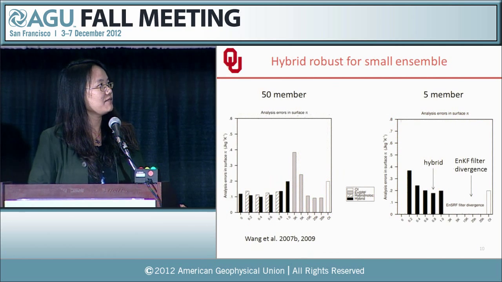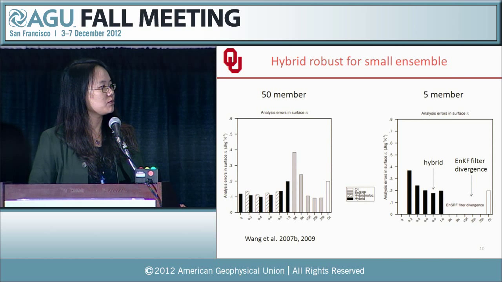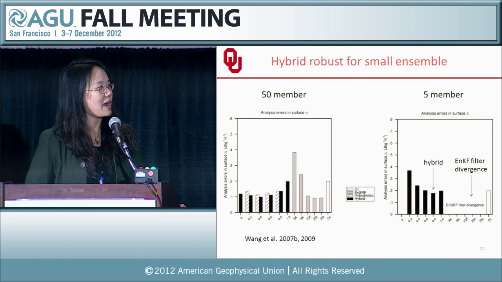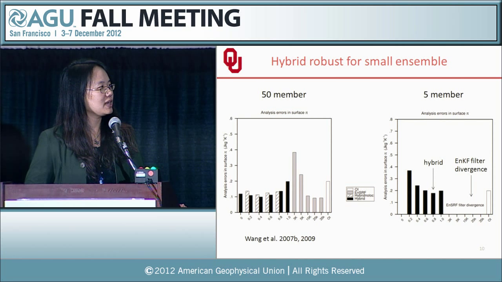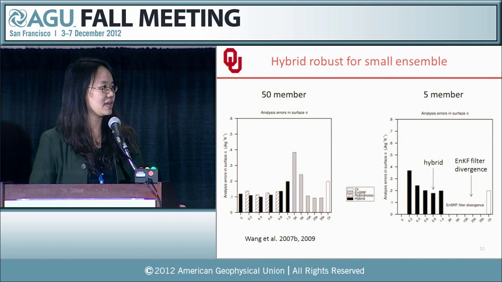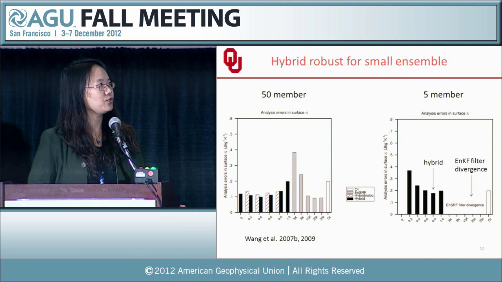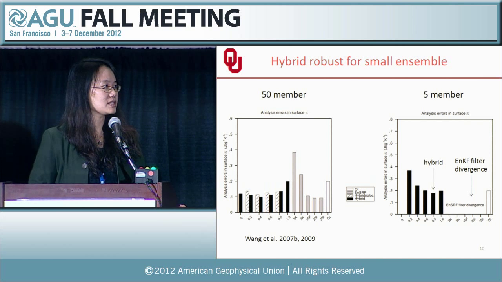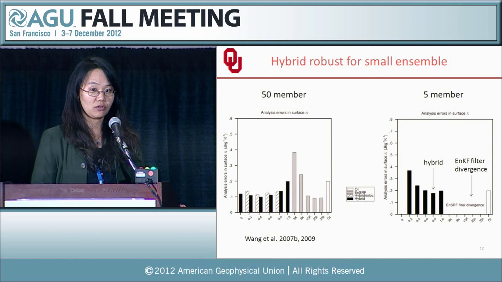Relative to the pure EnKF, the hybrid can be robust for small ensemble. For example, our early studies suggest that for 50-member, the well-tuned hybrid and the EnKF can perform very similarly. But if we reduce the ensemble size from 50 to 5, the EnKF can experience filter divergence, but the hybrid can still be better than the one using just the static covariance.